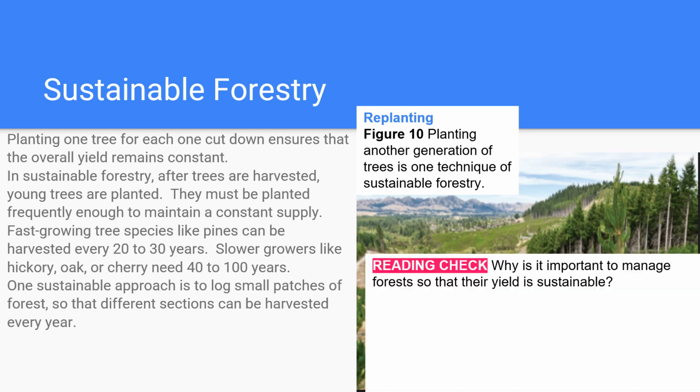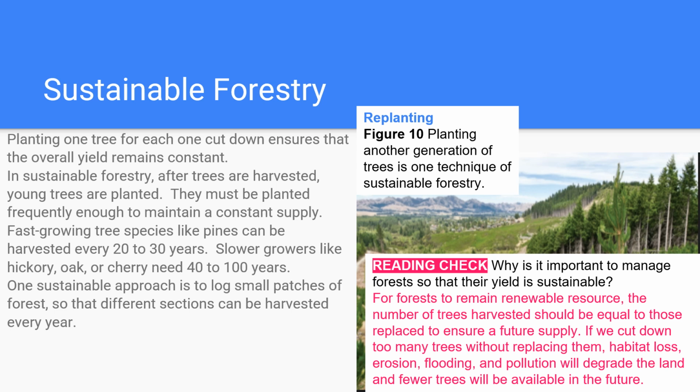Reading check. Why is it important to manage forests so that their yield is sustainable? For forests to remain a renewable resource, the number of trees harvested should be equal to those replaced to ensure a future supply. If we cut down too many trees without replacing them, habitat loss, erosion, flooding, and pollution will degrade the land and fewer trees will be available in the future.